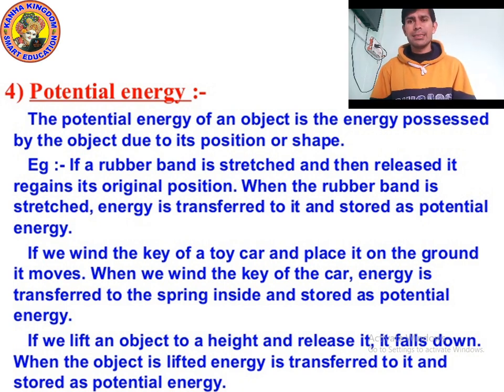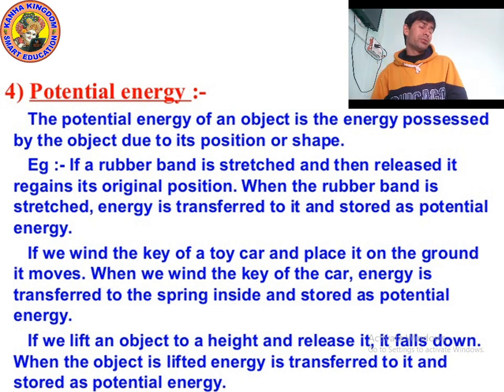So as you can see the definition on the screen, I am reading the definition. The potential energy of an object is the energy possessed by the object due to its position or shape. Yes, the potential energy of an object is the energy possessed by the object due to its position or shape.